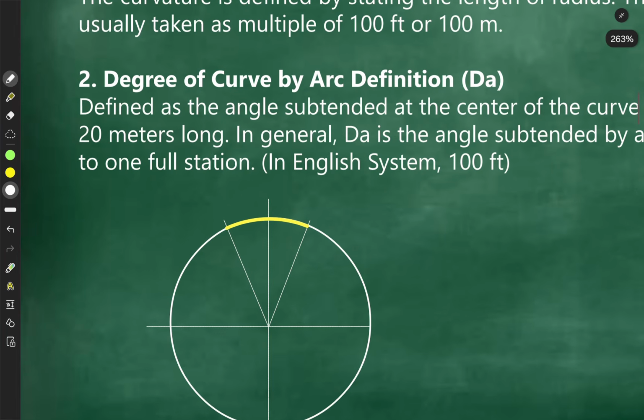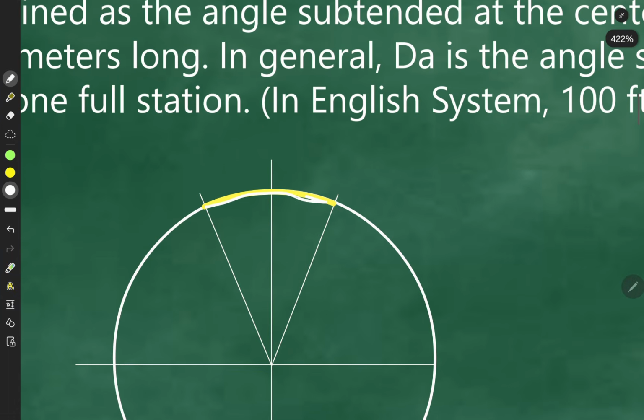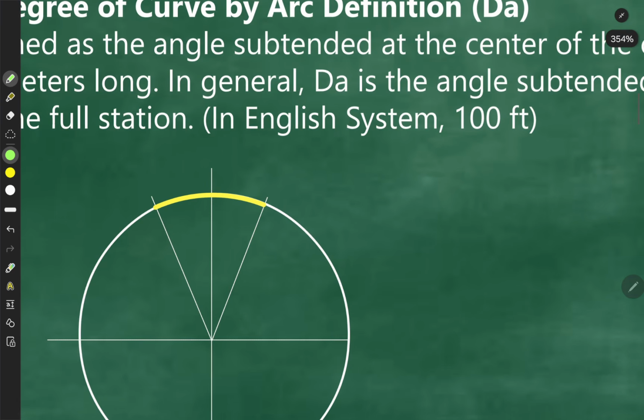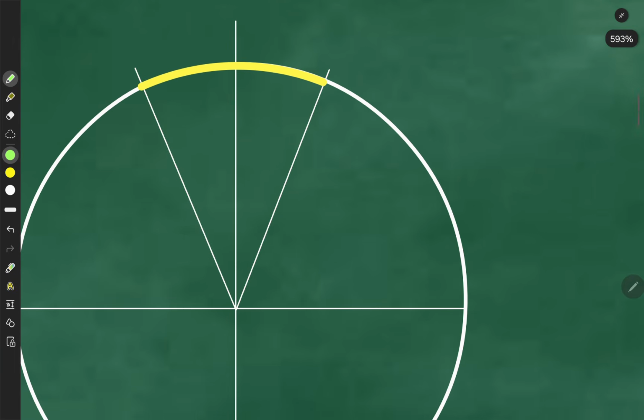So dito sa Pilipinas, we are considering one full station equivalent to 20 meters. So if we want to determine the degree of curve by arc definition, we're just going to equate our arc into one full station. Again, one full station is just equivalent to 20 meters, or in English system, 100 feet.